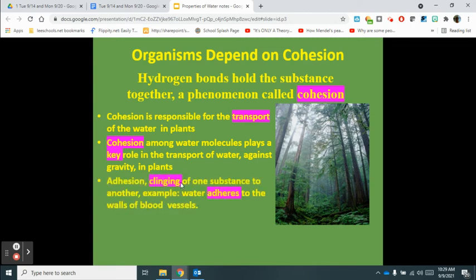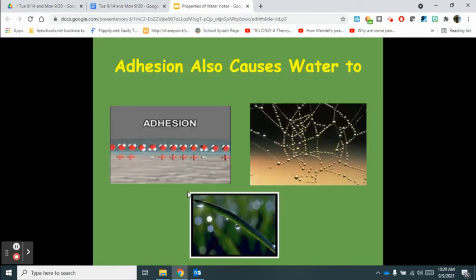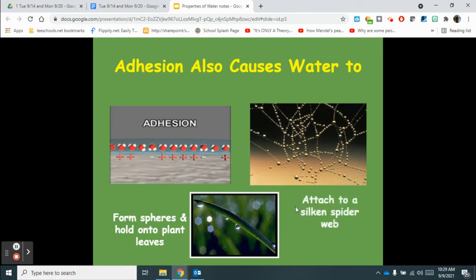Adhesion is clinging of one substance to another. Examples: water adheres to the walls of blood vessels. Adhesion also causes water to form spheres and hold on to plant leaves attached to silken spider webs.